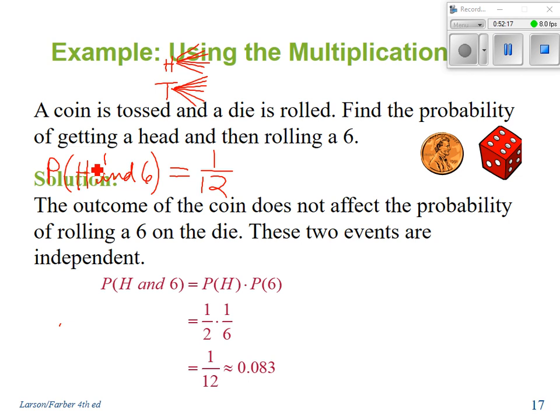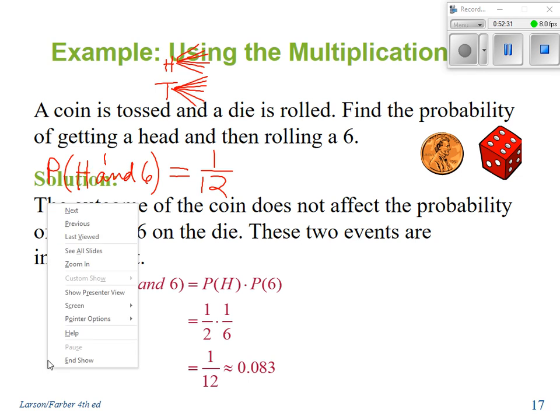So these are independent events. To get the head, it's 1 out of 2. Get the 6, 1 out of 6. We multiply. 1 times 1 is 1. 2 times 6 is 12. Comes out the same as the way we did it using the tree diagram.